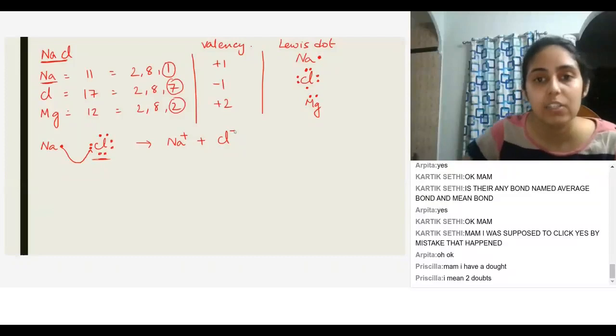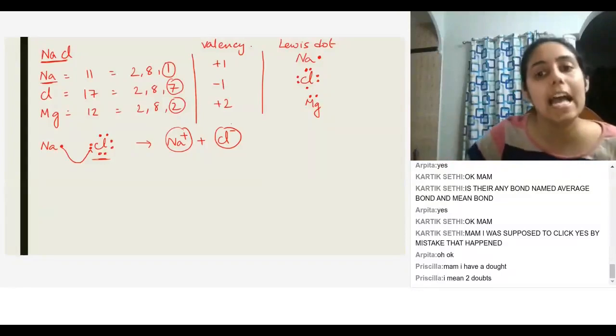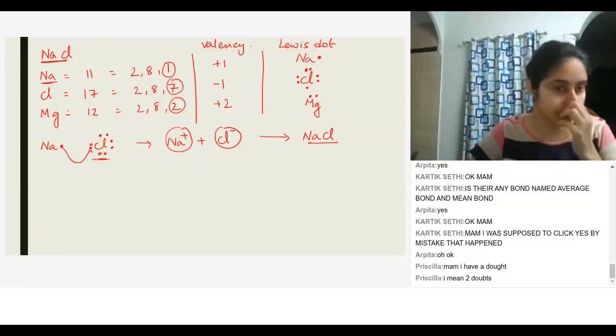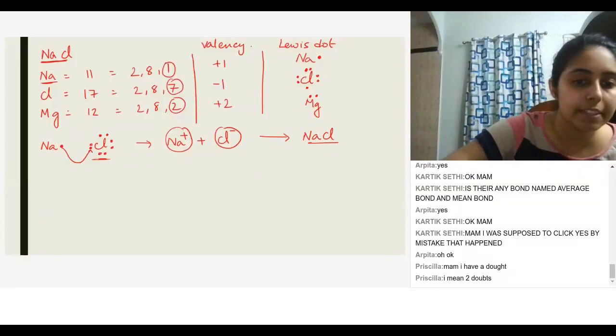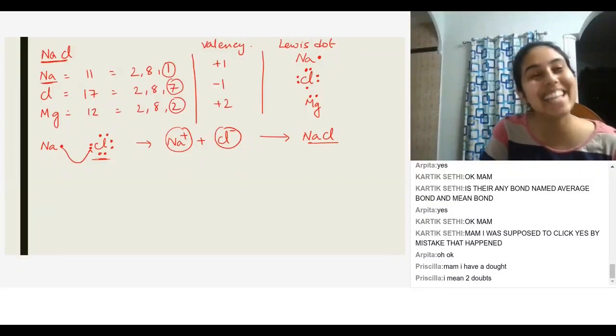Yes, ma'am. Okay, good. So this Na+ and Cl minus come together because they are oppositely charged, and they form a bond and the compound is called NaCl. Now, ma'am, when sodium gives away the 1 electron it has, how will it have any charge? Like it does not have any electrons, or it will have protons, right? Excellent. Yes. It will have 1 more proton than the number of electrons. That is why it has a charge.